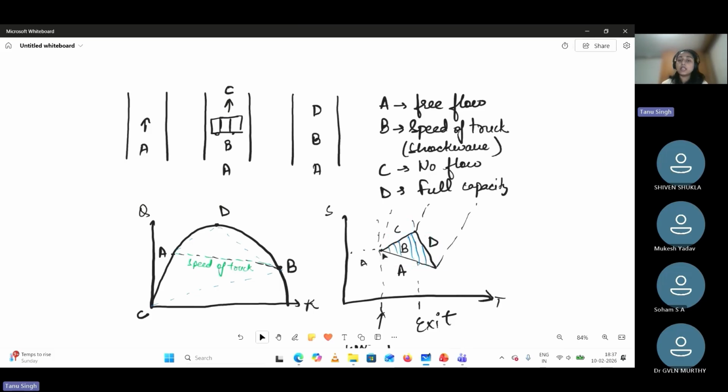The slopes of these lines represent the shock wave speed. Again, here it will be A, and from A to D we get this slope.